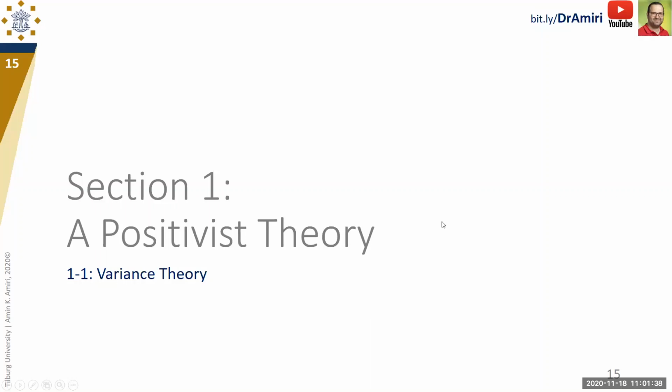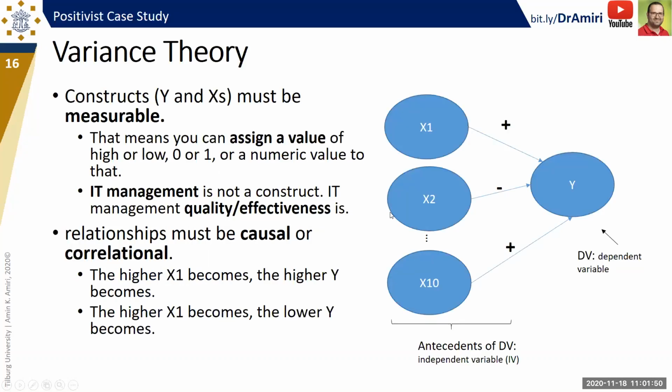So I would like to just give you more details about variance theory now, as this is the focus of this paper, this session. So first of all, we know that constructs must be measurable. You need to be able to assign high or low, 0 or 1, yes or no, or some kind of numeric value to those constructs. For example, IT management is not a construct. IT management quality, IT management effectiveness is a construct because you can assign a high or low value to them.